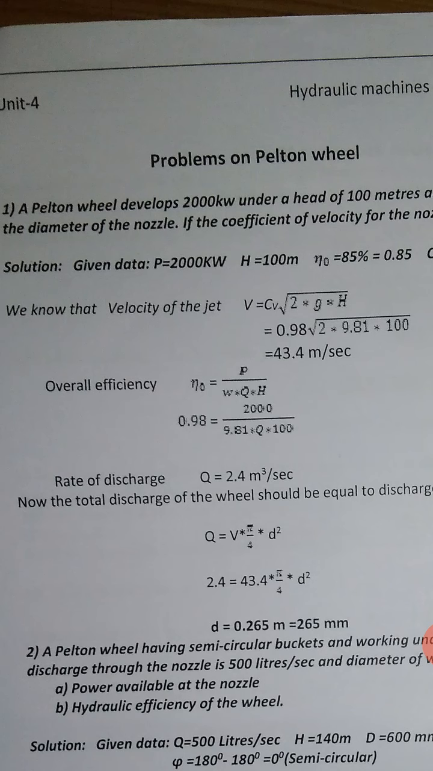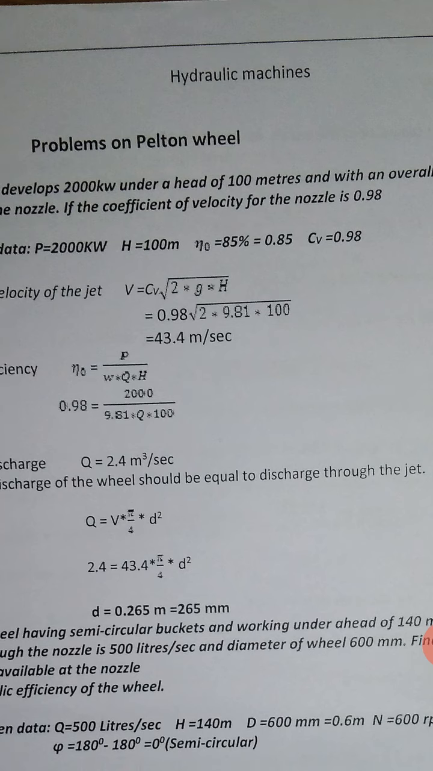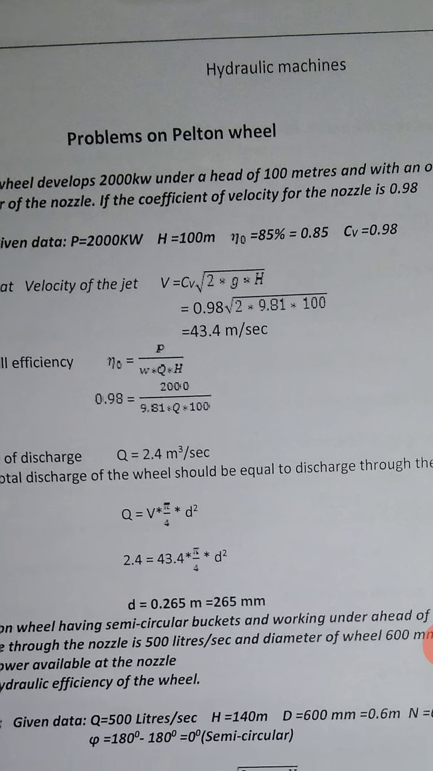Now the total discharge of the wheel should be equal to the discharge through the jet. So Q equals V times pi by 4 d square, where d is the diameter of the nozzle. Diameter of the nozzle equals 0.265 meters, or 265 mm.